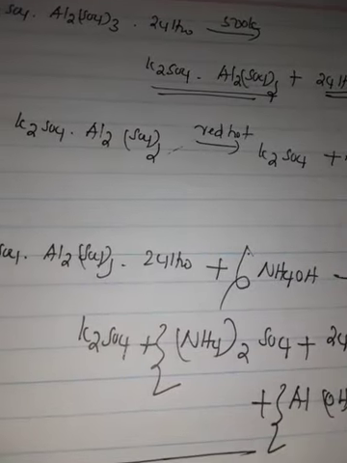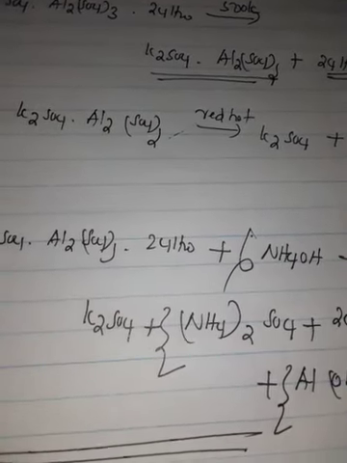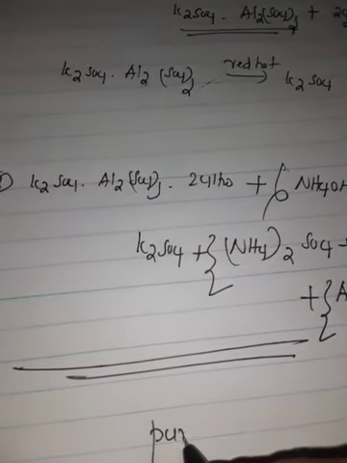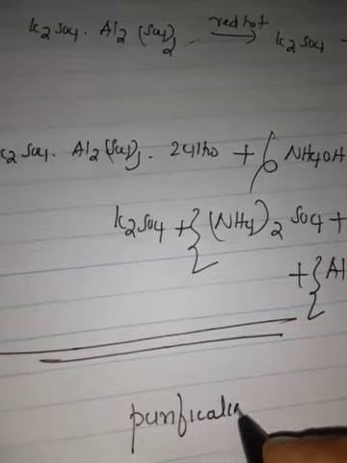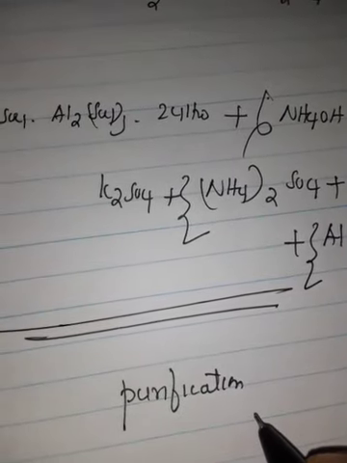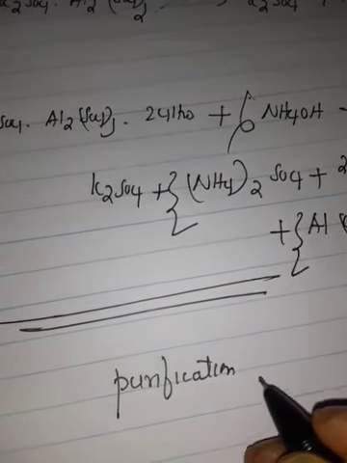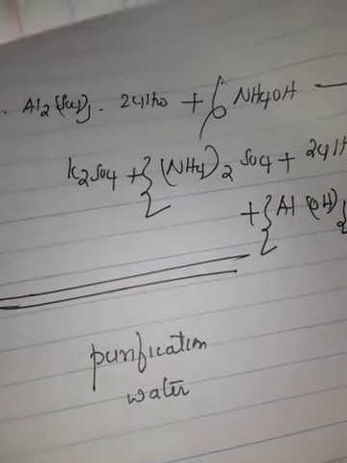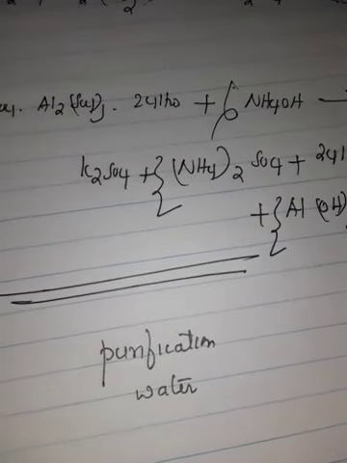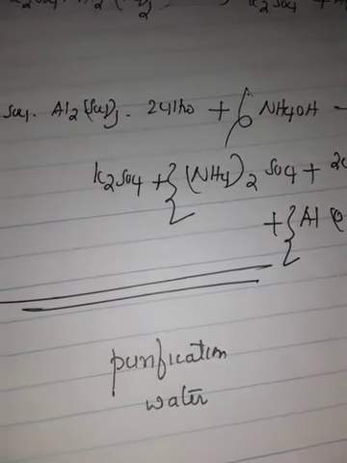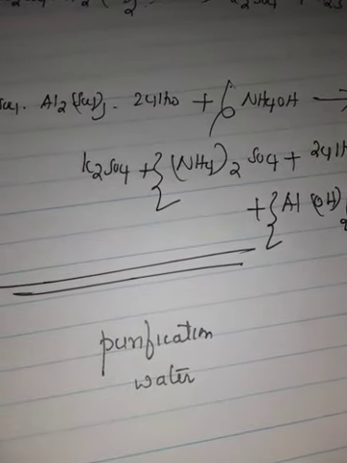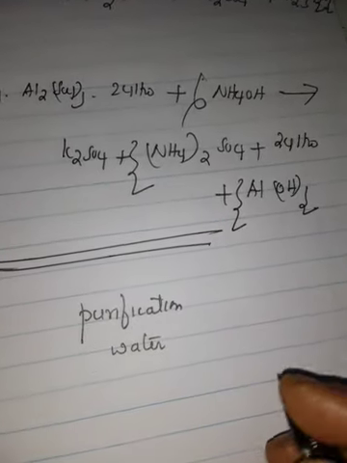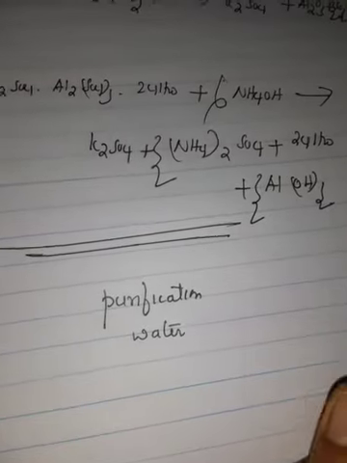Some of the uses: it is used for purification of water, for waterproofing textiles, and in dyeing, paper and leather tanning industries. Then it is employed as a styptic agent to arrest bleeding. Everything is clearly given in the book, page number 40.